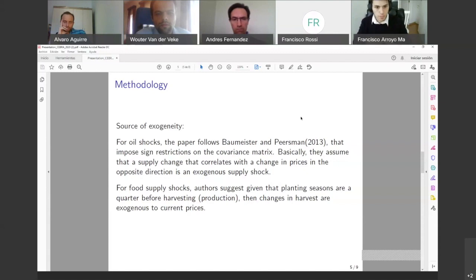In the case of food supply, the justification for using changes in supply in the current quarter is different. The authors use an interesting feature of agriculture: when you decide how much to produce on your farm, you have to make that decision a quarter before the quarter you're going to harvest. So what that implies is that prices during the current quarter are not going to induce changes in supply, and therefore you can consider any changes in supply as an exogenous source.